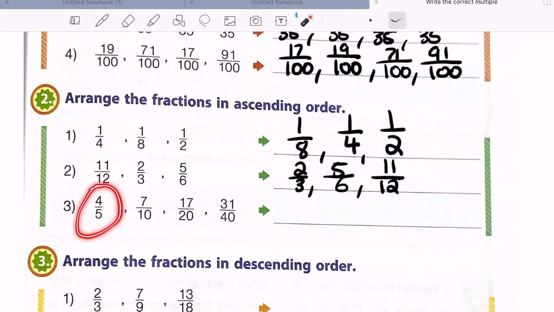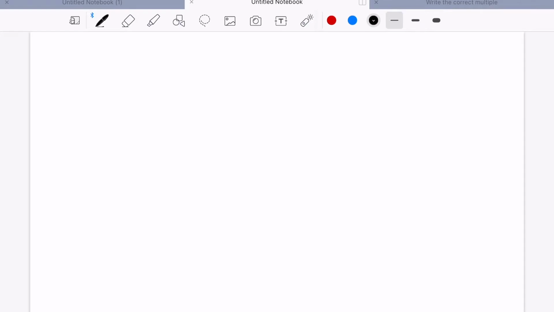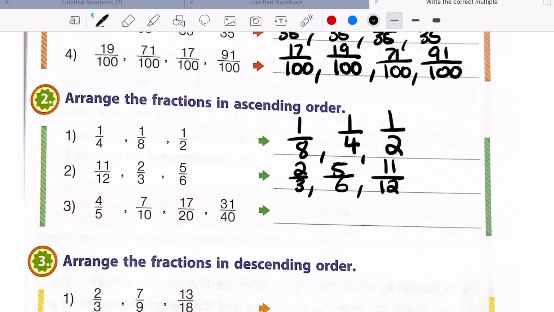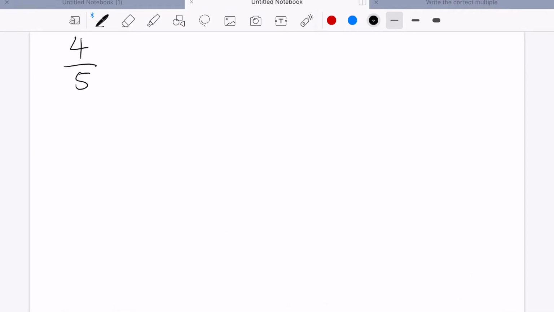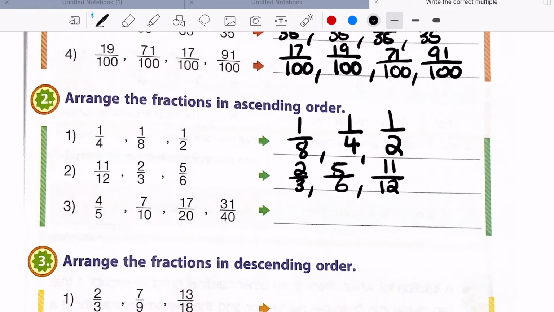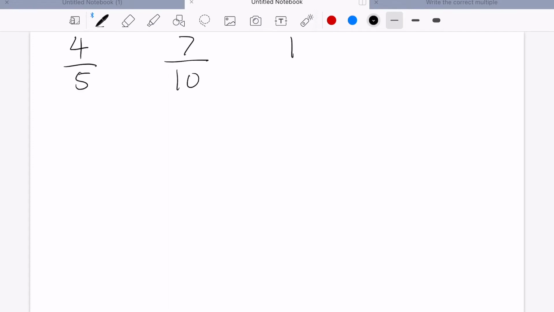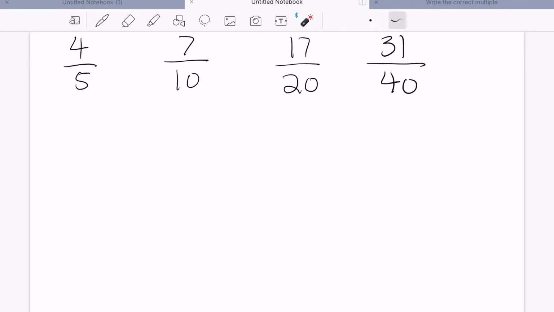We have 4/5, and then we have 7/10, then we have 17/20, then we have 31/40. So we want to make it all into 40s. So let's take a look.